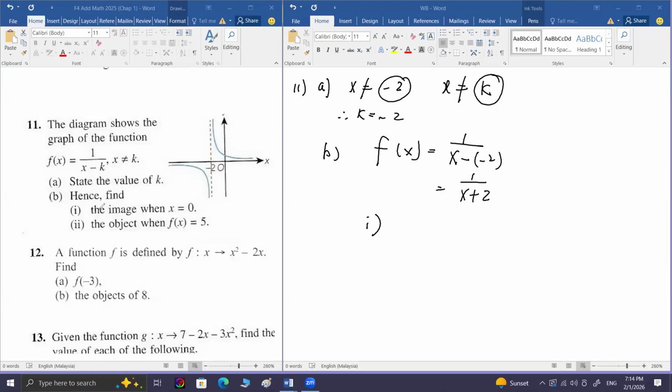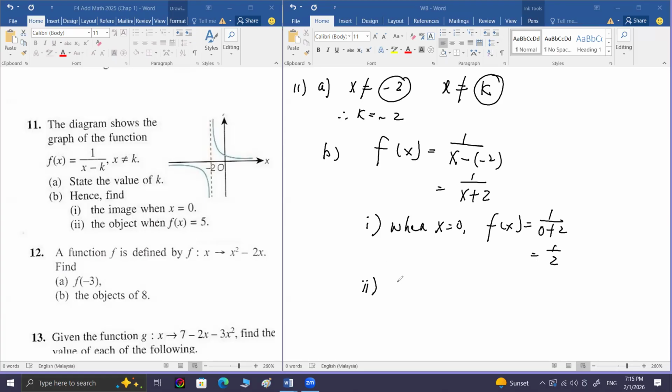Find the value. Find the image when x is 0. Image is here. Object is here, okay? Left one is object, right one is image. Class, when x is 0, what is f(x)? 0 plus 2, can you see? So what's that? 1 over 2. You say 1 over 2, is it? Oh, I heard 1 only. Got it? Okay, listen carefully.